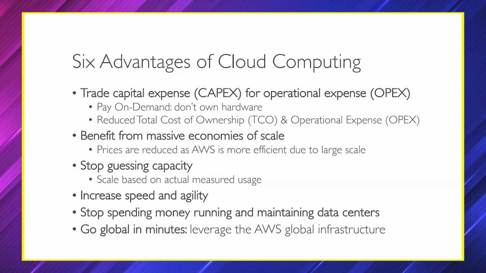We have increased speed and agility. The speed is very good. We can go very agile. And then we stop spending money running and maintaining data centers. Again, this is related to operational expenses. We do not have to pay for running and maintaining the data centers, and we can go global in minutes. Here you can see that we do not have to do a lot of things.